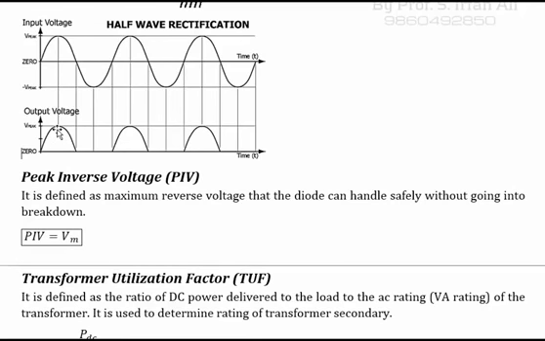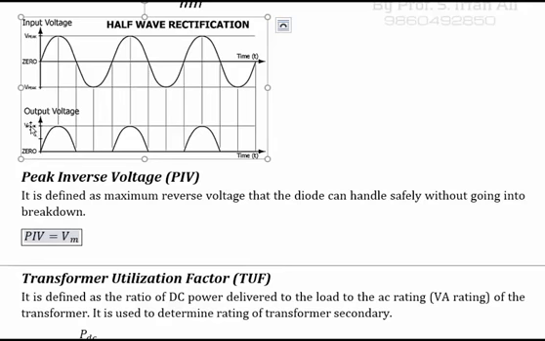This is the maximum voltage at the output of the rectifier. This is the maximum voltage at the input of the rectifier. This is also labeled as Vmax, or Vpeak, or VM. We can label it by any name. Here in this figure, it is labeled as Vpeak positive and Vpeak negative.